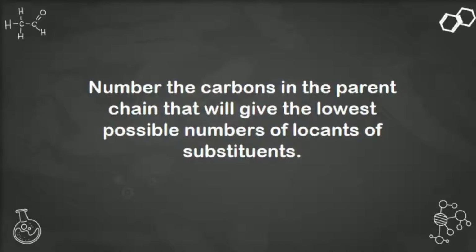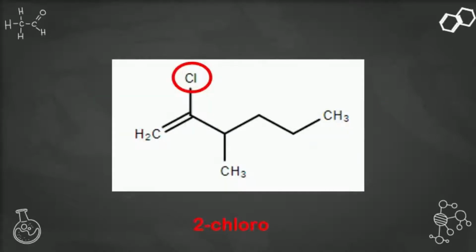Next step, number the carbons in the parent chain that will give the lowest possible numbers of locants of substituent. Again, we have already numbered the lowest possible number of the locant of the double bond. So we will just follow the position of the double bond. So we numbered it from left. This time, let us count for the locant of substituent. So we have 1, 2. We have now the locant as 2 for chloro. So we have 2-chloro. Next would be the methyl. So let us count the locant for methyl. 1, 2, 3. We have 3-methyl.